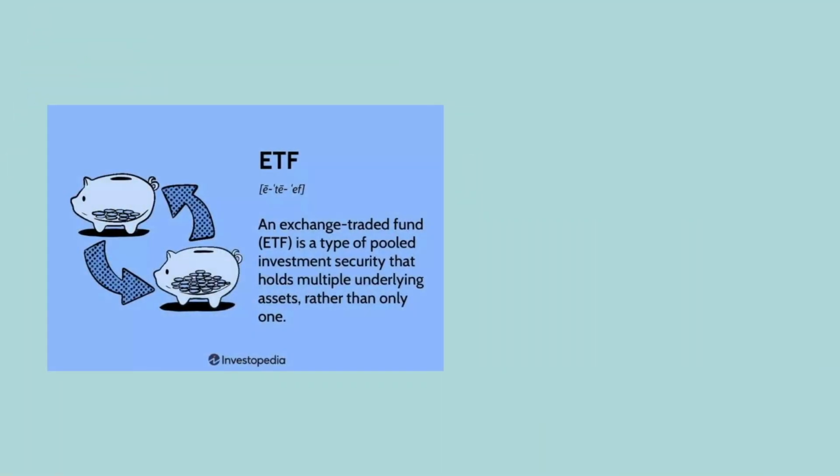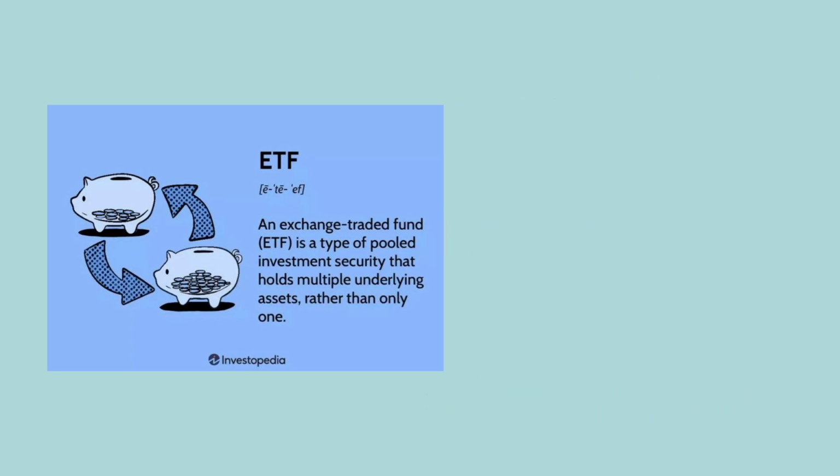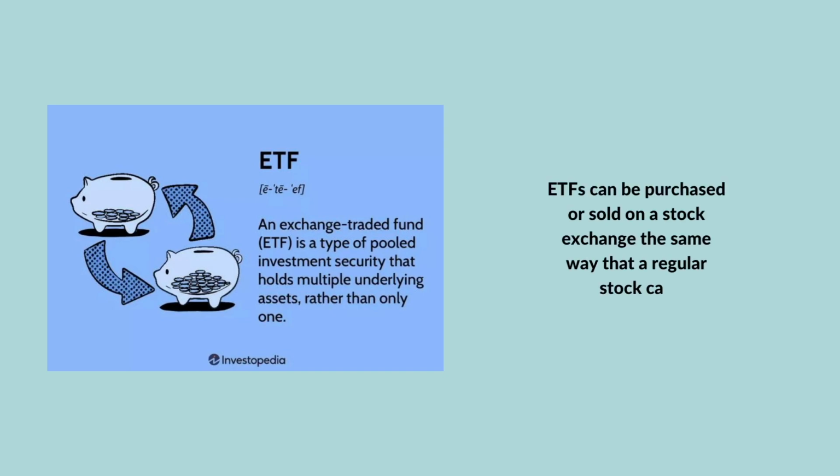So first, what exactly are ETFs? ETF stands for Exchange Traded Fund, and that's nothing else than a basket of different stocks, bonds, and commodities. Typically, ETFs track a particular index, sector, commodity, or other assets. But unlike mutual funds, ETFs can be purchased or sold on a stock exchange the same way that a regular stock can. To know more about ETFs, mutual funds, and individual stocks, you can check this video here where I put a lot of information about that.